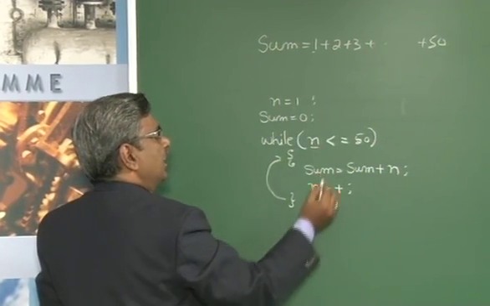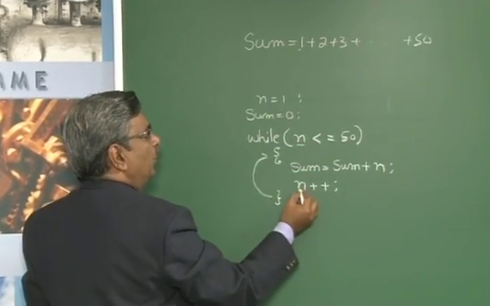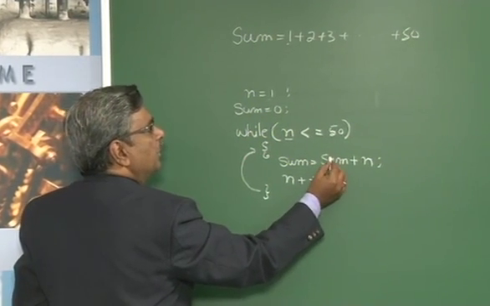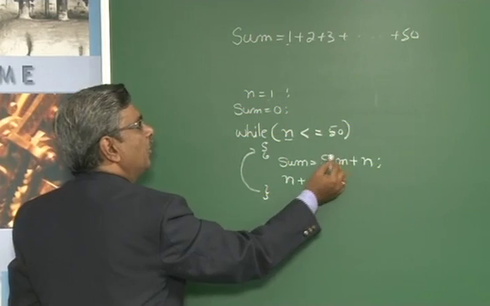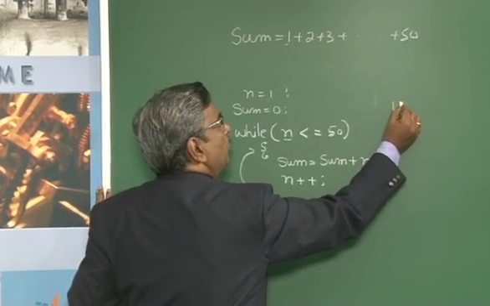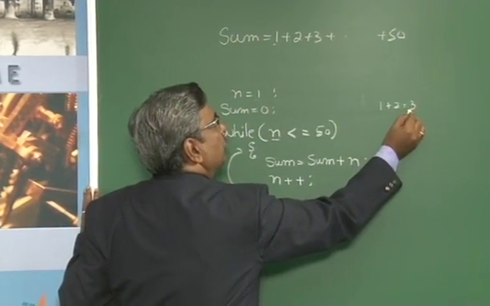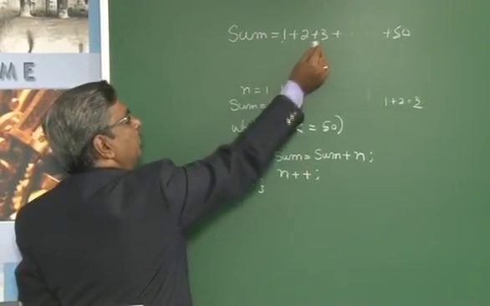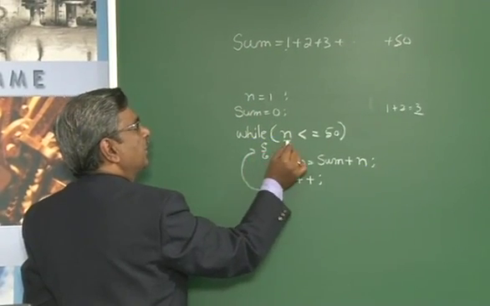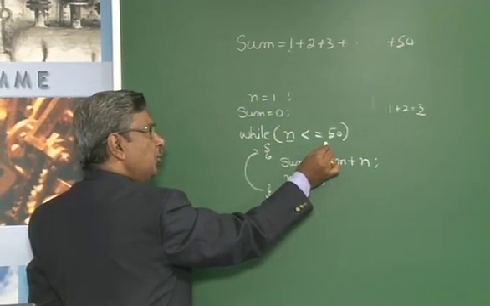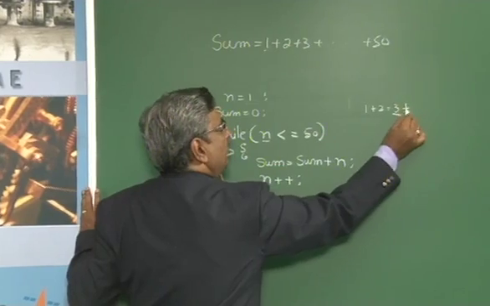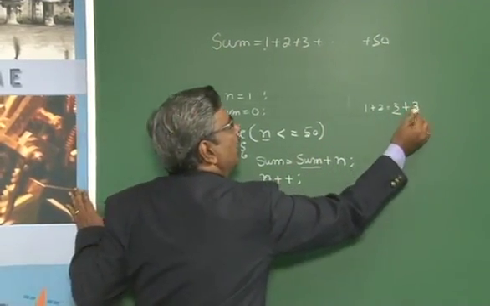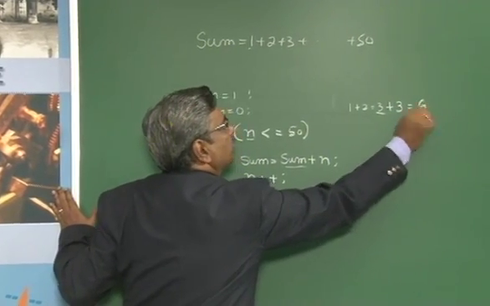Now it checks once again. With n plus plus, the value of n now becomes 2. Is 2 less than 50? If it is true, the old value of sum is now 1, and 1 plus 2 is 3, so the new value of sum becomes 3. Then n becomes 3, control goes back, and 3 is less than or equal to 50. If it is true, the sum from the previous step is added with the new value 3, and 3 plus 3 gives 6.